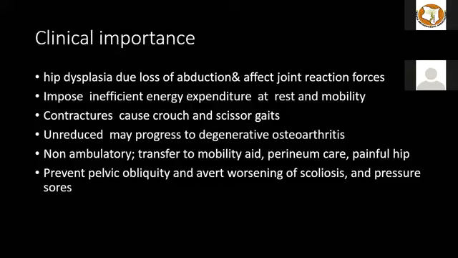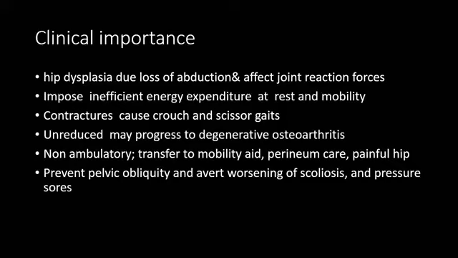It imposes inefficient energy expenditure at rest as well as during mobility. If you remember the second slide, those children spend a lot of energy in their movement, and hence it affects growth in general. They also develop contractures, which lead to crouch and scissor gaits. And reduced joint motion will progress to osteoarthritis.